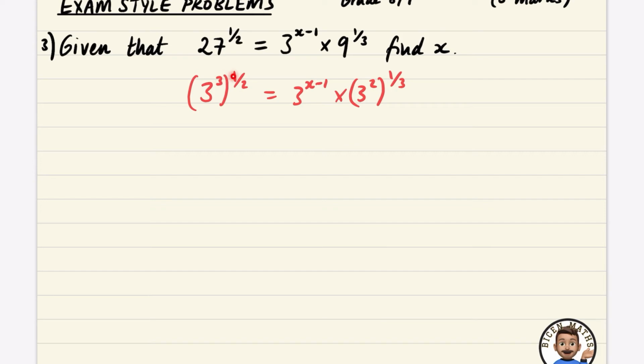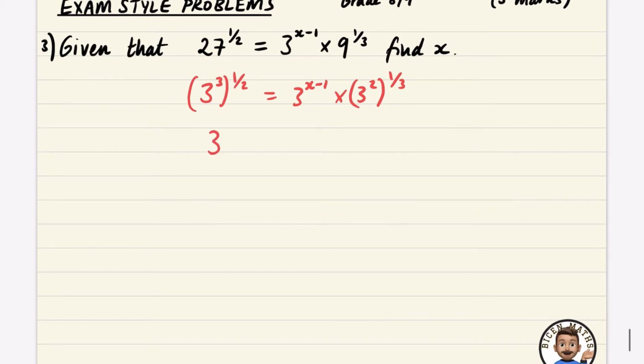Now I'm going to tidy this up by multiplying these powers together, so that's 3 to the power of 3 times a half is 3 over 2. And then I'm going to be 3 to the x minus 1 multiplied by 3 to the power of 2 thirds. So this is 3 to the power of 3 over 2.